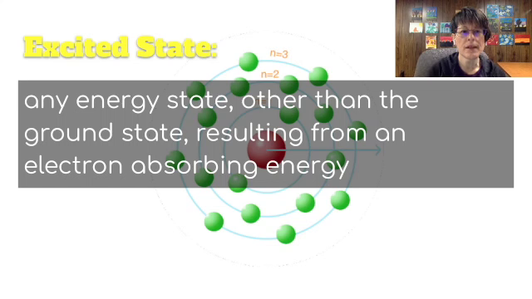Now, they can be excited, as I said before. This is any energy state other than the ground state resulting from an electron absorbing energy. So they're in the ground state, they absorb energy, they become excited, they fall down, they release a certain amount of energy that is quantized that we can see in that spectrum every single time.